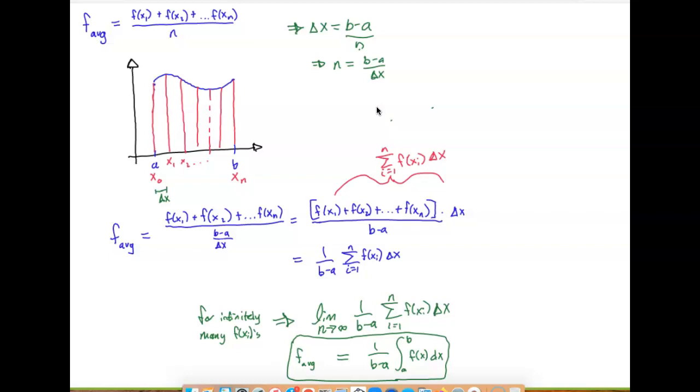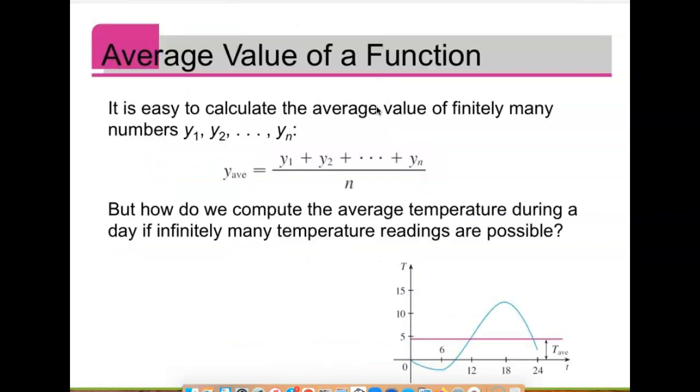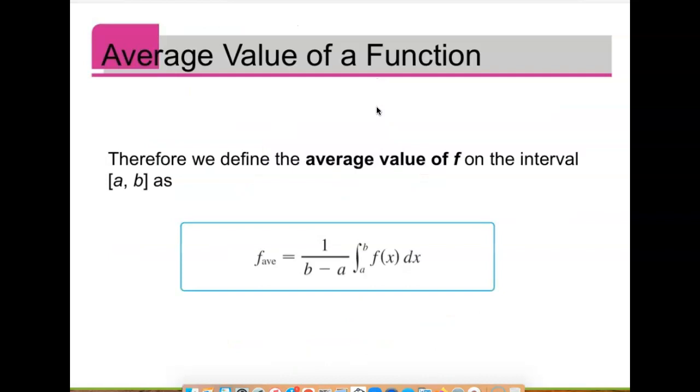All right, and you don't need to be able to rederive that. Just wanted to go through it once, but you do need to memorize that formula, which is how to find the average y value of a function on a closed interval.